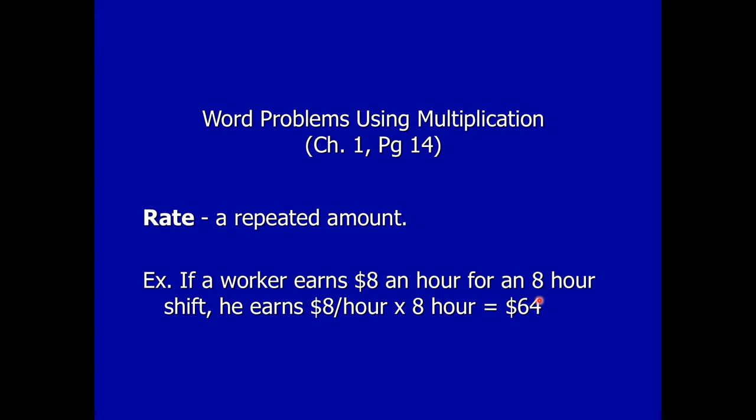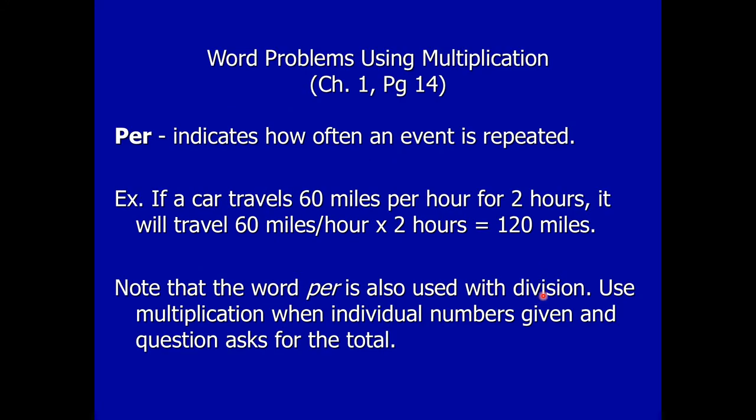Rate, another example for multiplication. If a worker earns $8 an hour for 8 hours, he earns in total what? 8 times 8, $64. Per, another example for multiplication. It indicates how often an event is repeated, how frequently. If a car travels 60 miles per hour for 2 hours, it will travel what? 60 miles per hour times 2, right? 120 miles, right?